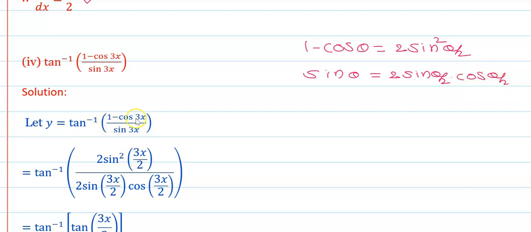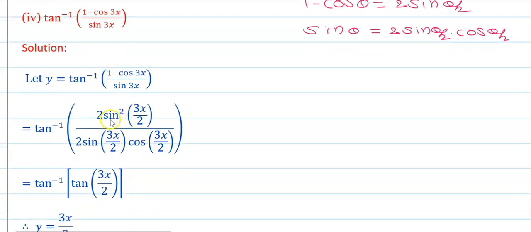1 minus cos of 3x, similarly, 2 sine square 3x upon 2. Sine of 3x means what? 2 sine 3x upon 2 cos of 3x upon 2. One sine of 3x upon 2 gets cancelled, 2 gets cancelled. You will get sine of 3x upon 2.